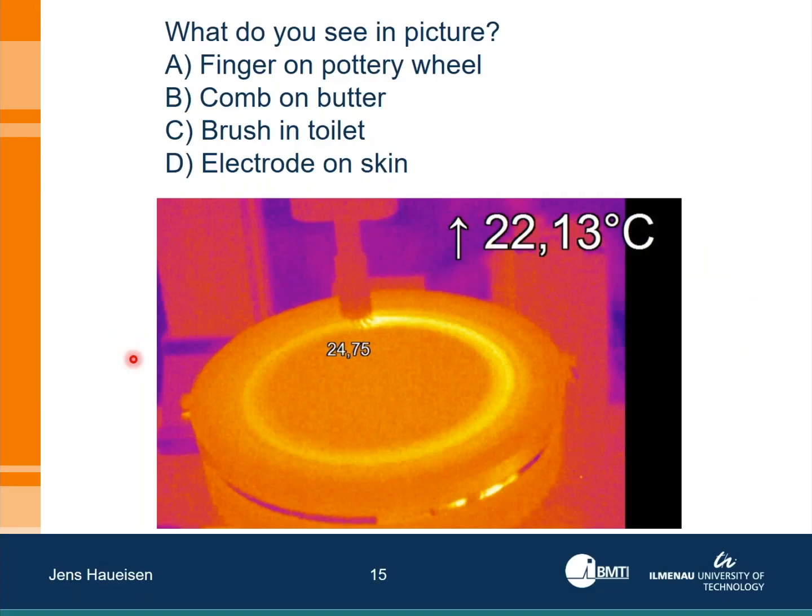Yeah, so it's electrode on skin. And skin in this case is actually artificial skin. So what you see is indeed a rotating disc. It does about 23 revolutions or rotations per minute. And this disc is used for testing the wear off of the electrode. So what you see here is a holder and an electrode.